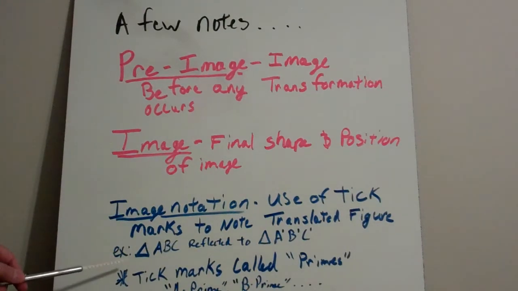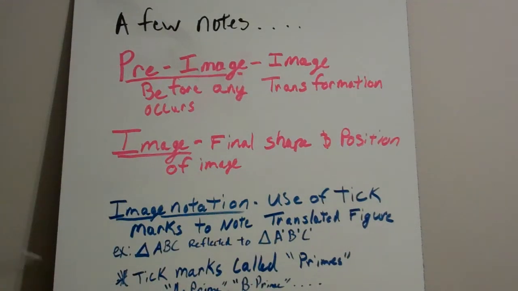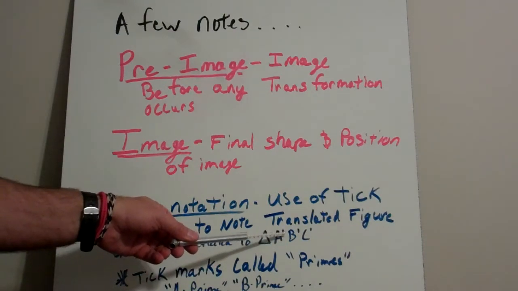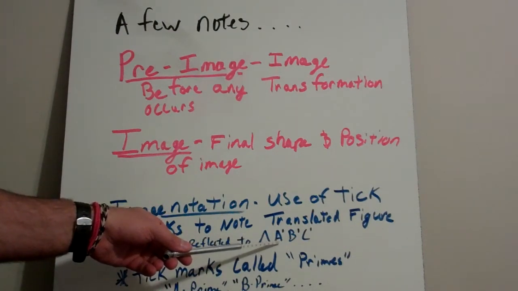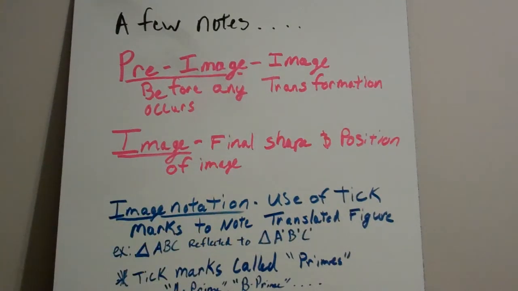So, for example, I have over here triangle ABC has been reflected, and now we have a new triangle. A, and that little blue mark over there is called a prime, so we'll call that A prime, B prime, and C prime. Okay?